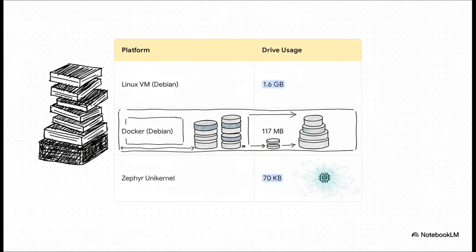And the numbers, well, they're just staggering. A standard Linux virtual machine takes up 1.6 gigabytes of space. A much more efficient Docker container still comes in at 117 megabytes. But the Zephyr unikernel, get this, a mere 70 kilobytes. That's not just a little smaller, that's an entirely different universe. It is literally the difference between a novel and a tweet.